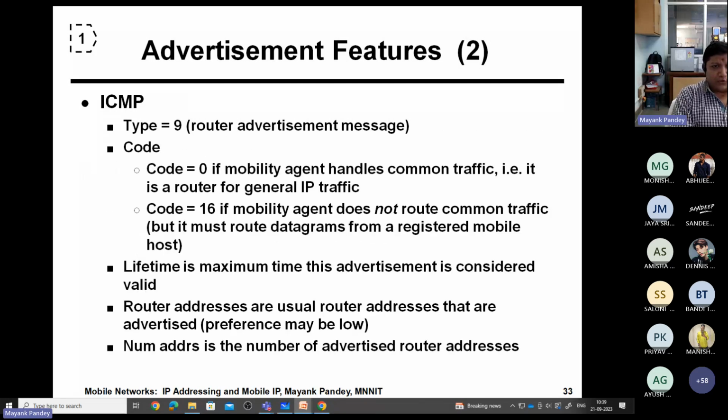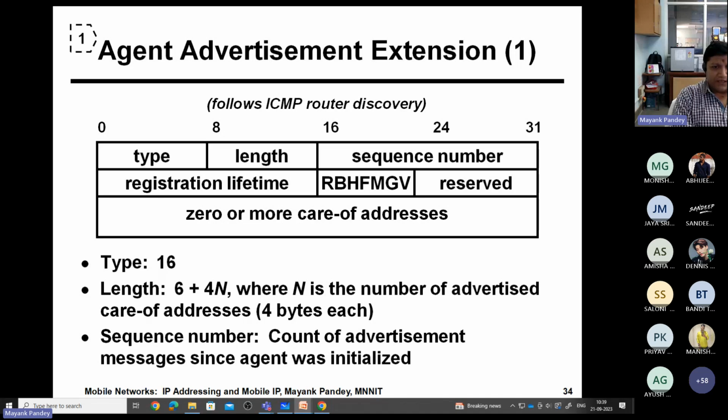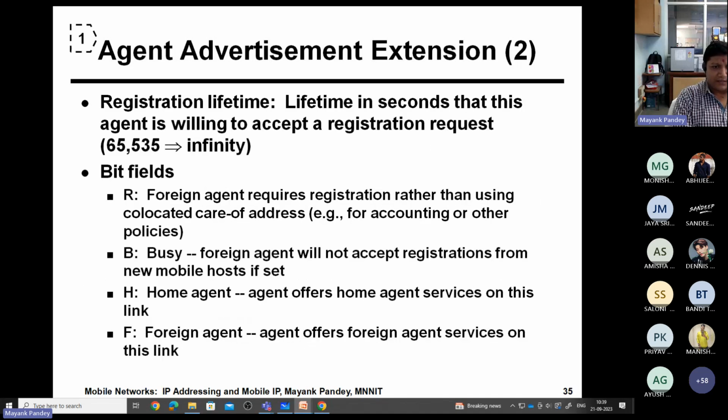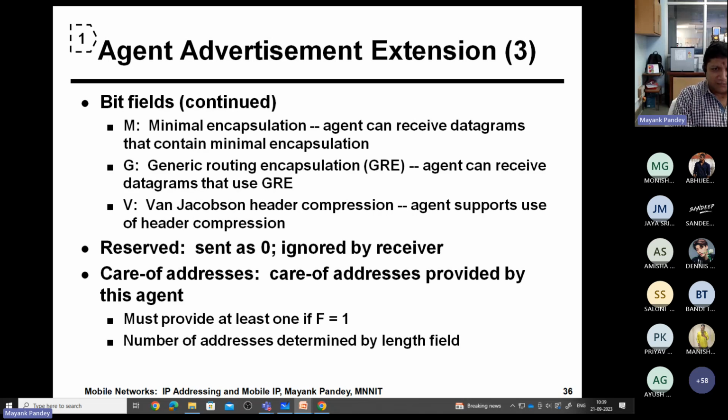The other things I have already told: type is 16, length is 6 plus 4, and the sequence number count. There are certain fields where right now only H and F are important. Agent lifetime is in seconds, the time for which the agent is willing to accept registration requests. There are certain bit fields which are not important right now. We'll be seeing that later.